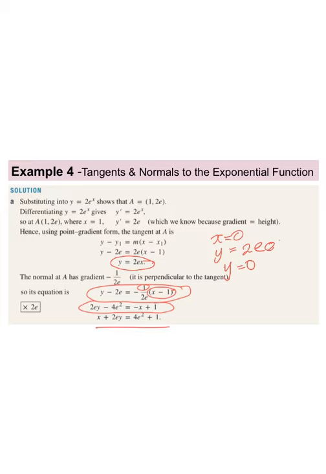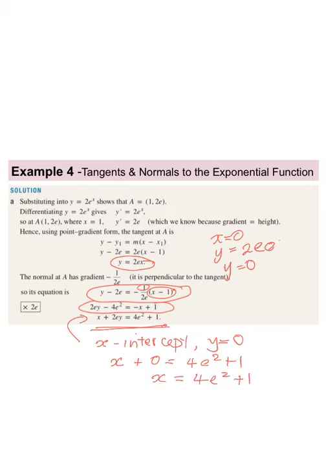In this second equation, this normal that we have here, we were asked to find where it's going to meet the x-axis. Well, all the way along the x-axis, our x-intercept is where y is equal to 0. So if we substitute y equals 0 back into this equation, we end up with x plus 0 is equal to 4e squared plus 1. So in other words, x equals 4e squared plus 1.